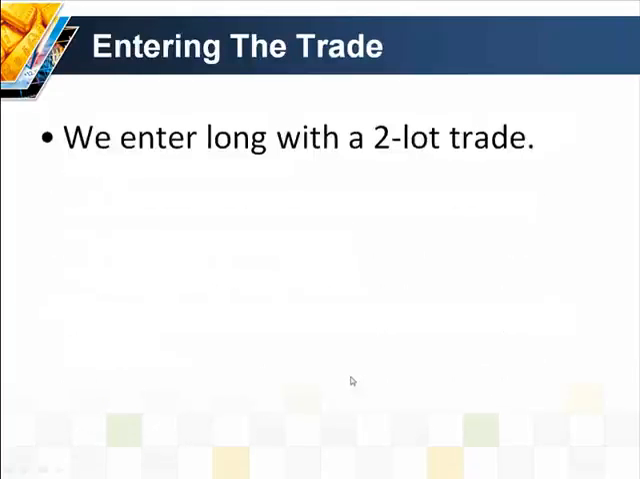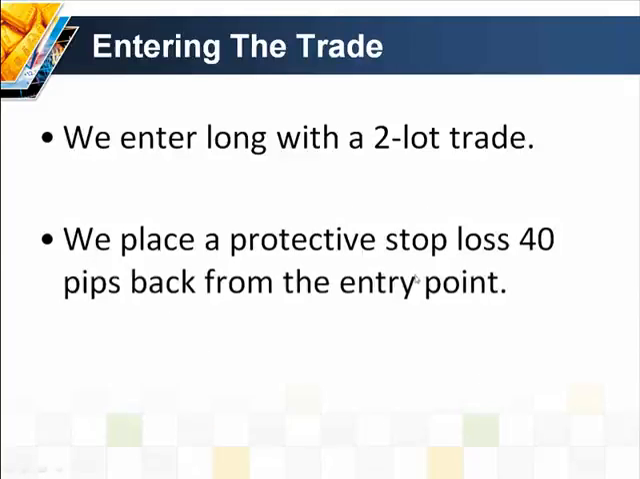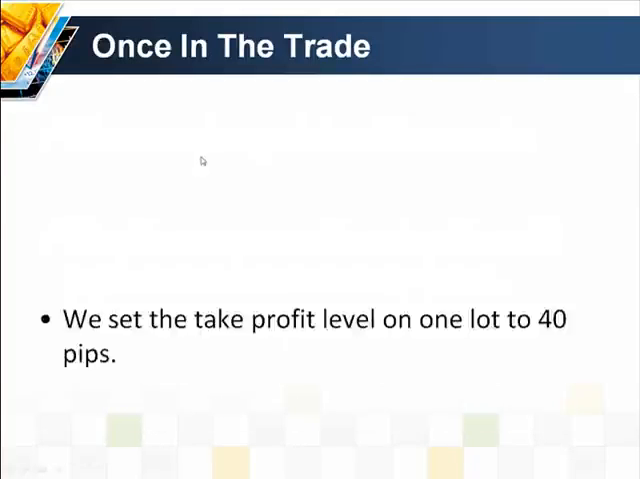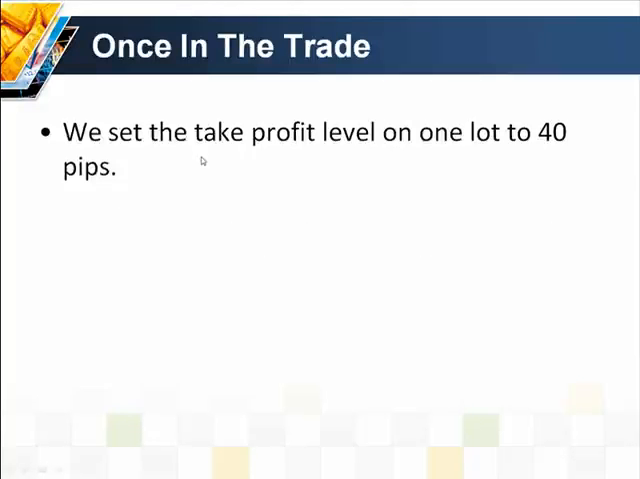When we enter the trade, we enter with a two-lot trade or multiples of 2. We'll talk about the multiples of 2 in video 5. And we place a protective stop loss 40 pips back from the entry point, and that's just to protect us in case things don't move in our favor. And once we're in the trade, we need to manage that trade. So we set our take profit level on one lot to 40 pips.